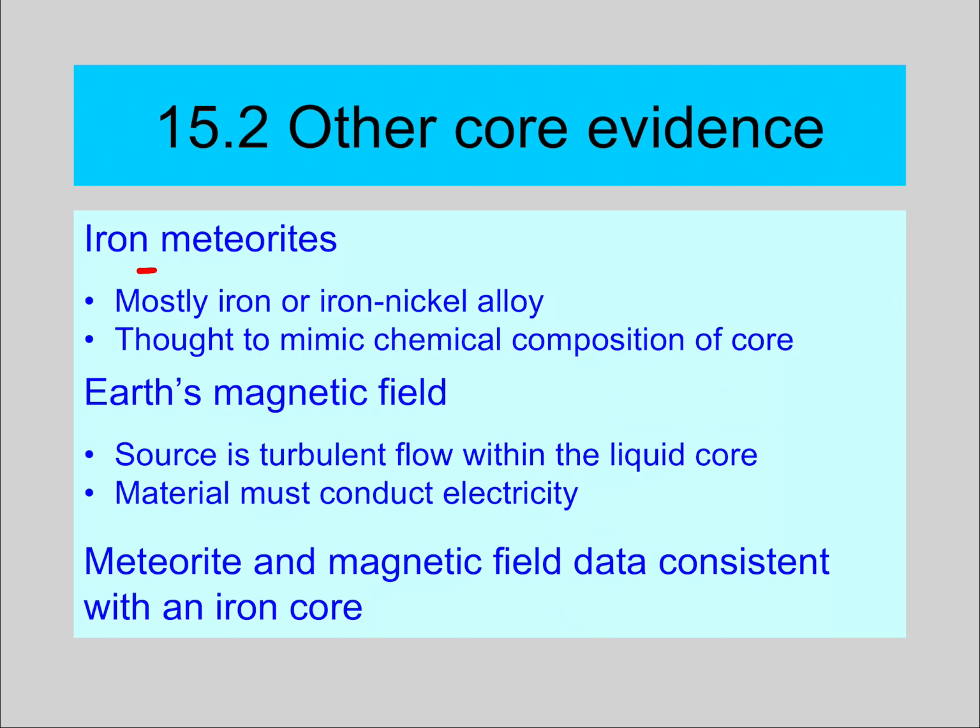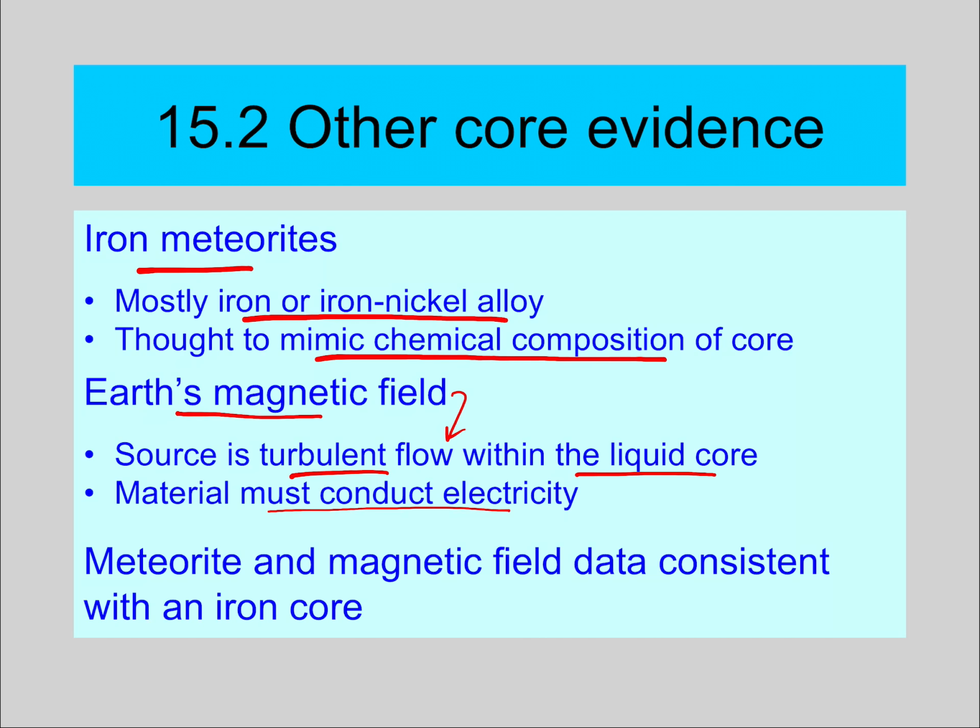Other core evidence that we have are iron meteorites. They are made mostly of iron or iron-nickel alloy, and we think that it probably mimics the chemical composition of our core. We know that Earth has a magnetic field, and we know that the source is a turbulent flow within the liquid core, so there's a requirement to have a magnetic field as big and large as ours for the size of our Earth, that we must have a pretty large and powerful core, like a battery, at the center to power that magnetic field. And we know that the material must conduct electricity.